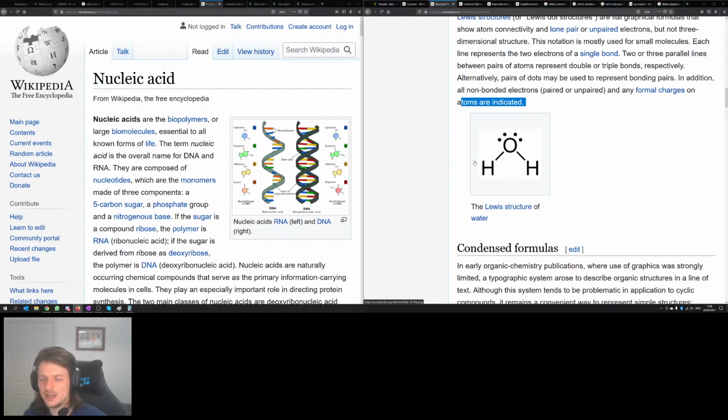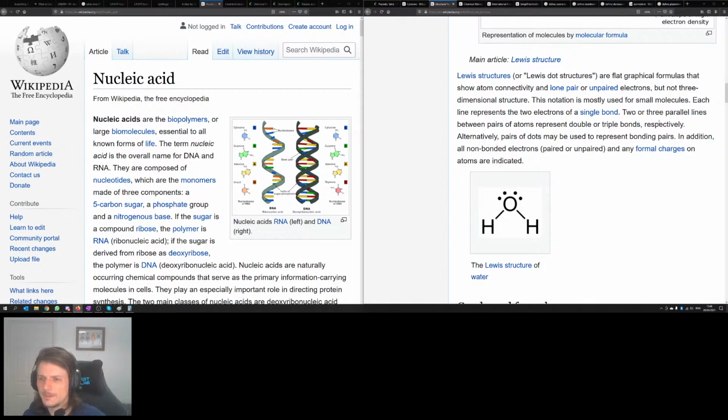So this is a hydrogen with a two electron bond, and then it's got another hydrogen with a two electron bond to the O. So this is H2O, and this is representing, what was it again, the two dots? Pair of dots. Alternatively, pairs of dots may be used to represent bonding pairs. So it says alternatively. All non-bonded electrons and any formal charges on atoms are indicated.